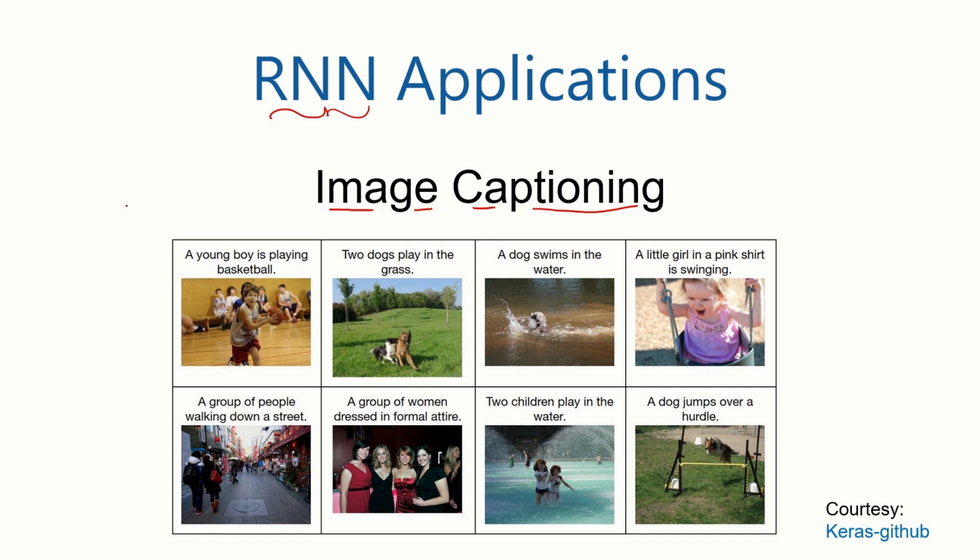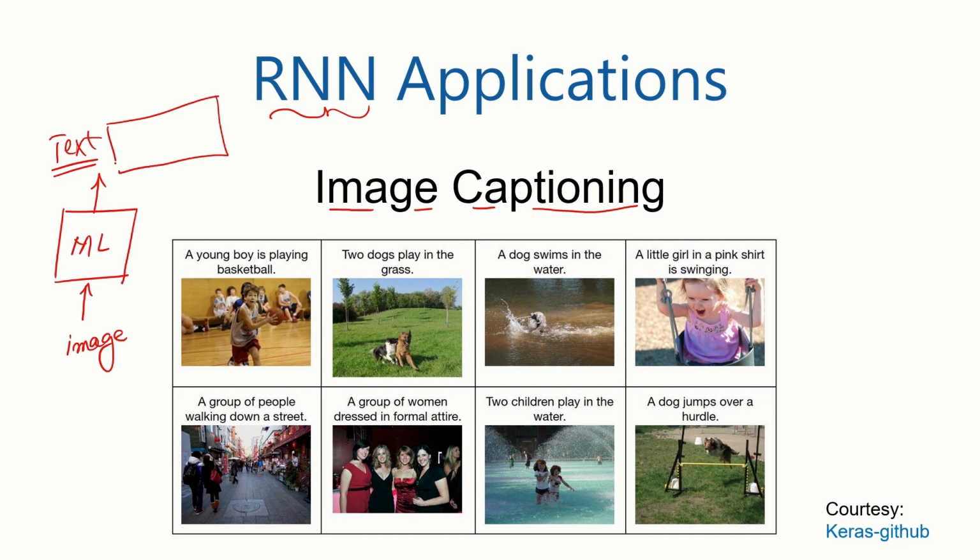The problem setup is the following. You have some machine learning model that you really want to build, which takes as input an image, maybe a grayscale image or an RGB image. The output of this model is text, or maybe a paragraph, or maybe a string, maybe a lot of sentences that explain this particular image.